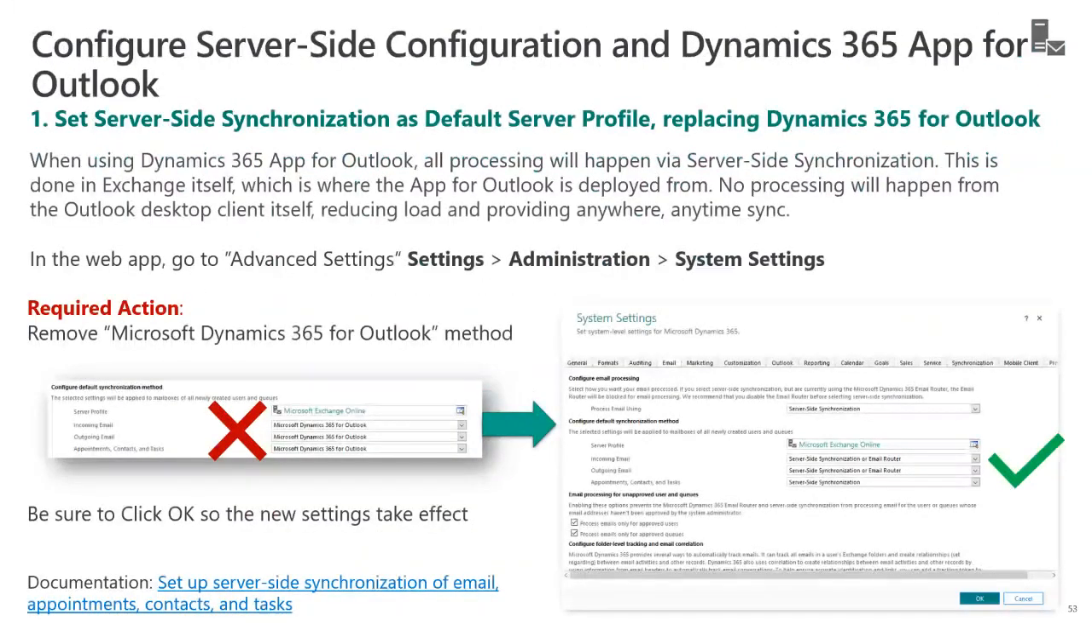So first, setting the server-side synchronization as the default server profile is done in your settings, in the system settings. So you need to remove any action that is Microsoft Dynamics 365 for Outlook method. You need to update it to server-side synchronization as shown in the screenshot and save the settings.